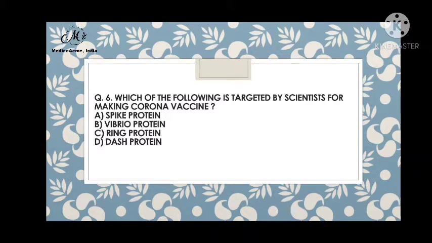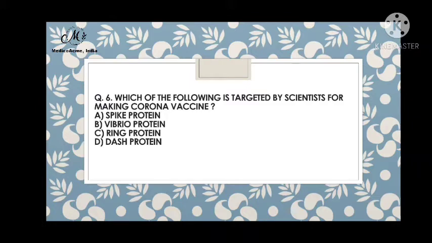Question number 6 deals with which of the following is targeted by scientists for making the corona vaccine. So guys, coronavirus has emerged as a pandemic in COVID-19, and corona questions can be asked in the MSc entrances, PhD entrances, CSIR, ICMR, DBT and NEET. So guys, it is very important to know the corona vaccine target element.